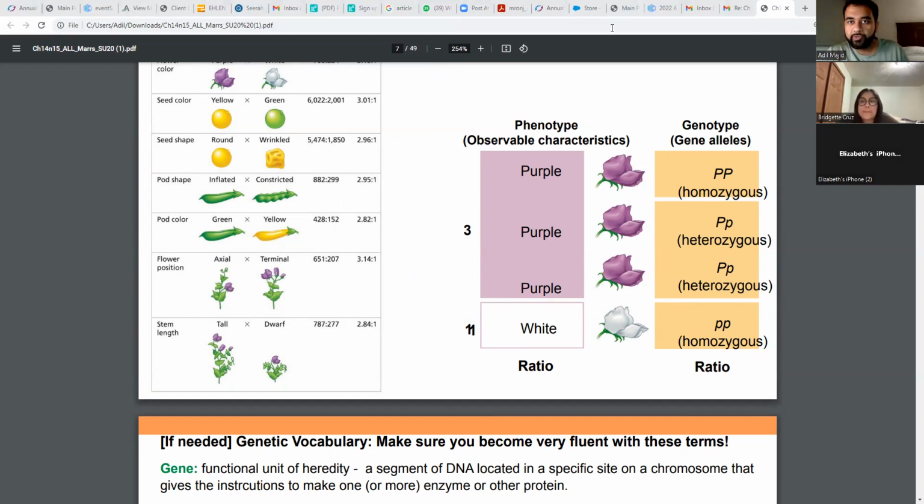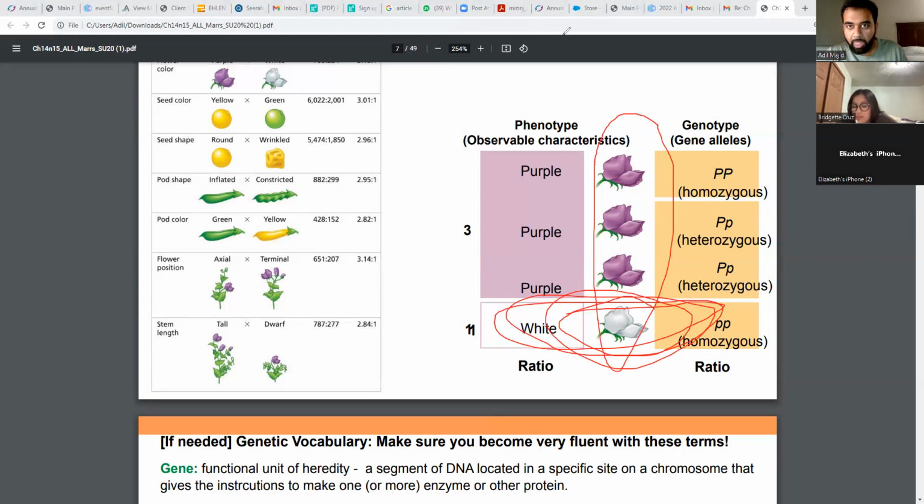Screw red hair, screw everything. We're doing purple flowers and white flowers, okay? So white flowers is what we're trying to look at. When does something show up as a white flower? When there's two little pieces, two little p's, right?